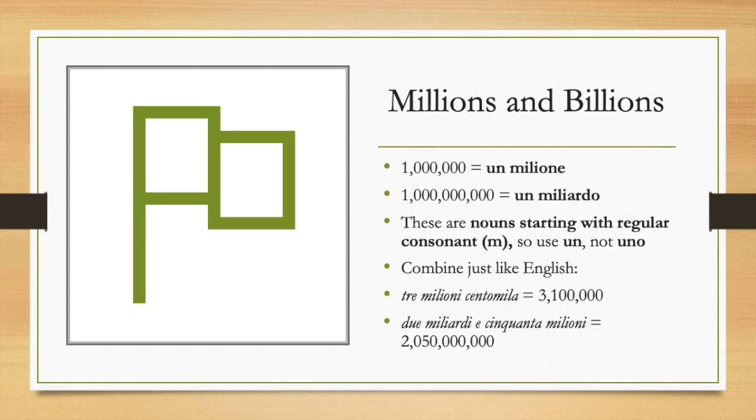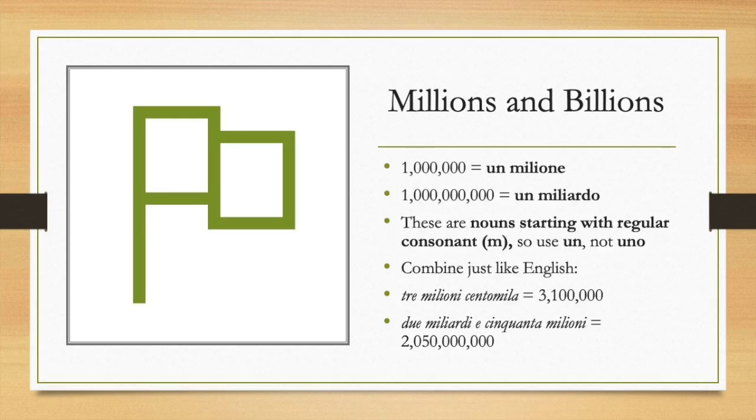And in spoken Italian, it's very common to add e after milione and miliardo, meaning and. So, for example, you say 1.400.000. So 1,400,000.